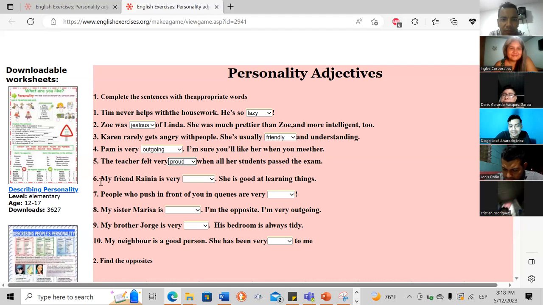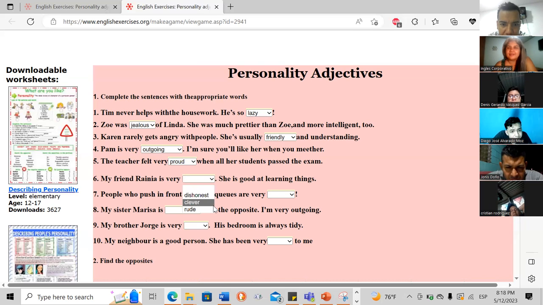Okay. My friend Raina is very dishonest, clever, or rude. She's good at learning things. Do you know what is clever? Clever is very intelligent. Inteligente. Clever. She's good at learning things.